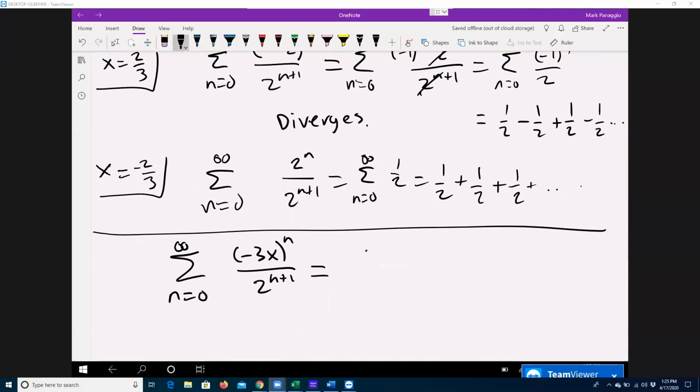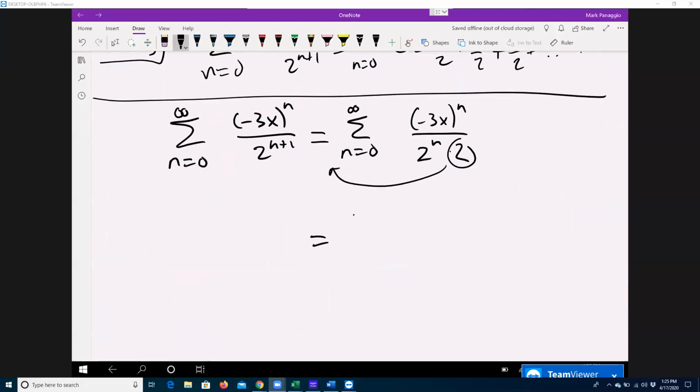So the first thing that I'm going to do is write it with an nth power. We have a negative 3x to the n in the denominator. We can write that as 2 to the n times 2. And in fact, if we wanted to, we could pull that factor of 2 right outside and just have 1/2 times the sum from n equals 0 to infinity of negative 3x to the n over 2 to the n. Or we could just think of that as negative 3x over 2 to the n. Okay? So we just did a little algebra to rewrite it.